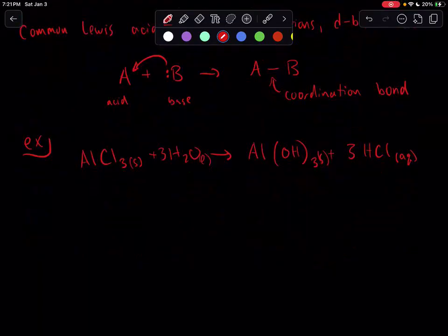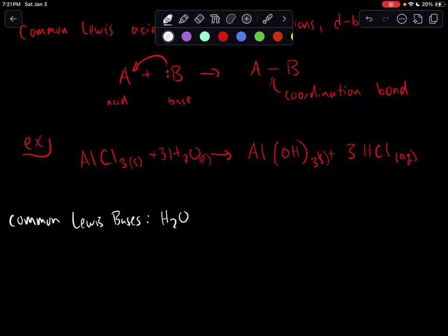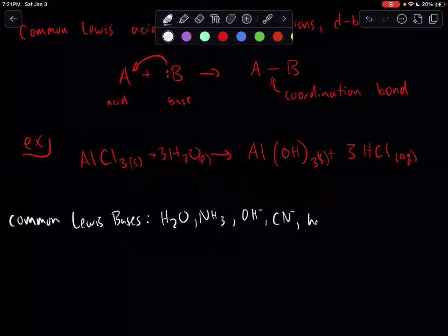Now, we talked a little bit about common Lewis acids. We have also some common Lewis bases. Those are going to be water, as we saw in the HCl reaction, ammonia. We also can look at hydroxide ions, cyanide ions, halide ions, so any of our halogens, and things like ethanoate ions. And we're going to look at that as we look at organic Lewis acid-base reactions.